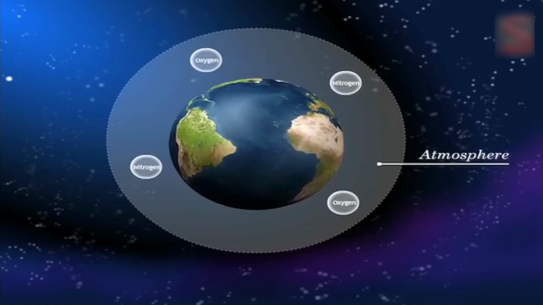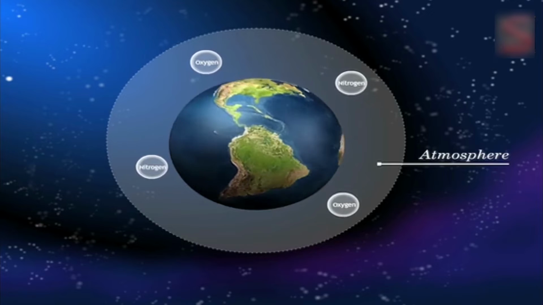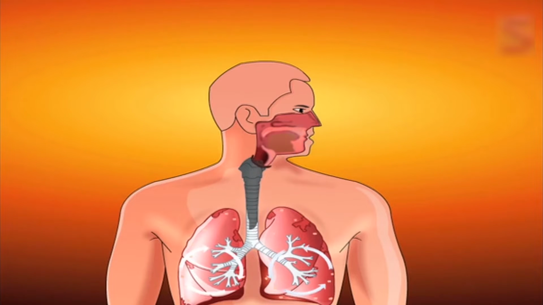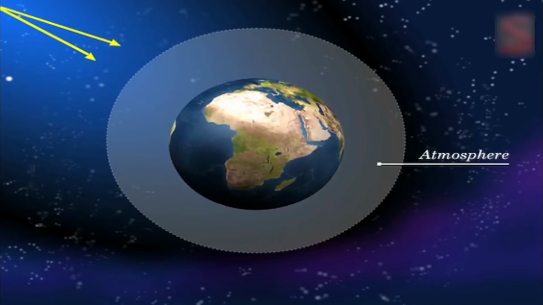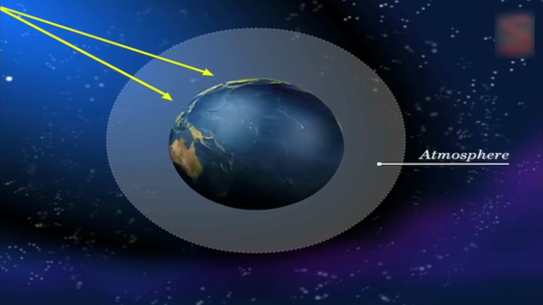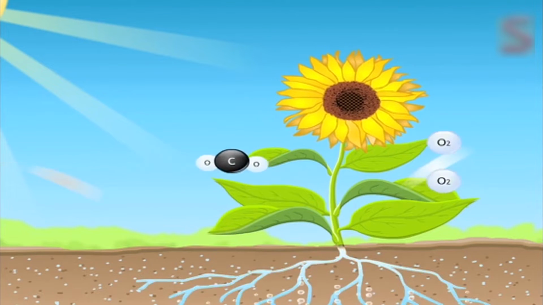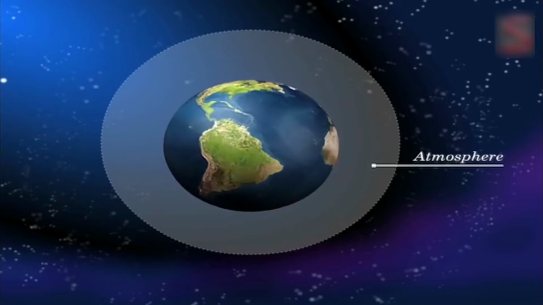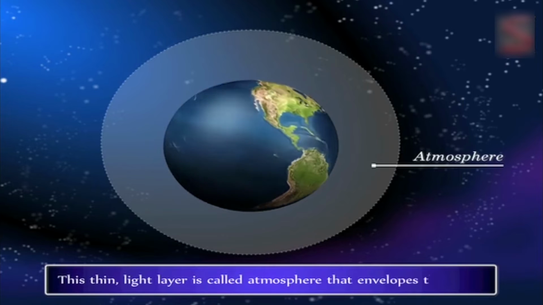What do you think happens as a result of this, students? As a result, there is a thin layer of gases that surrounds the Earth and provides many important benefits. Students, the oxygen that we breathe, the ozone layer that protects us from the hazardous ultraviolet rays of the sun, and the nitrogen that is used by the plants to make proteins are some of the many benefits of the layer of the gases. This thin light layer is called the atmosphere that envelops the Earth.